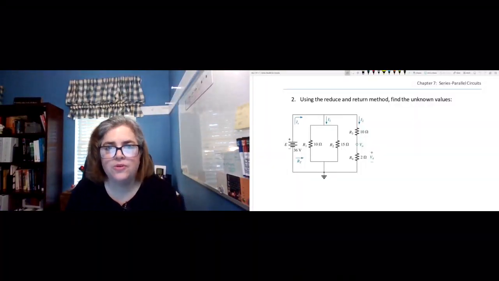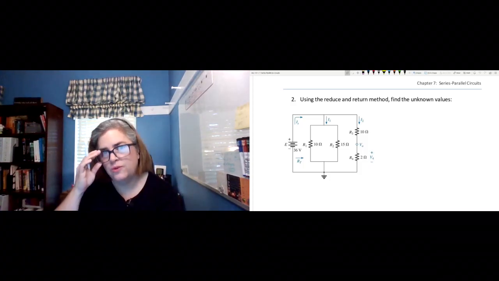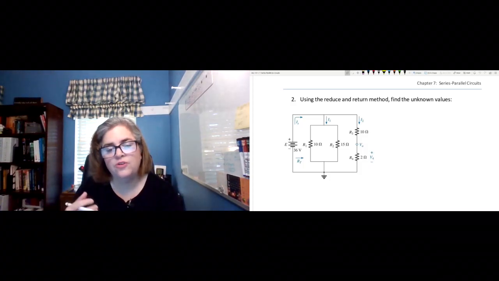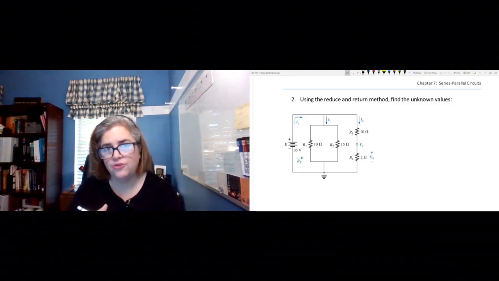In this video, we'll talk about the reduce and return method of circuit analysis when we have a series parallel circuit. So in this circuit, what we want to do is, through a series of steps, reduce this circuit down to just one voltage source and a total resistance for the circuit as seen by the voltage source. That way, we'll be able to determine how much current is required from the voltage source in terms of our source current.